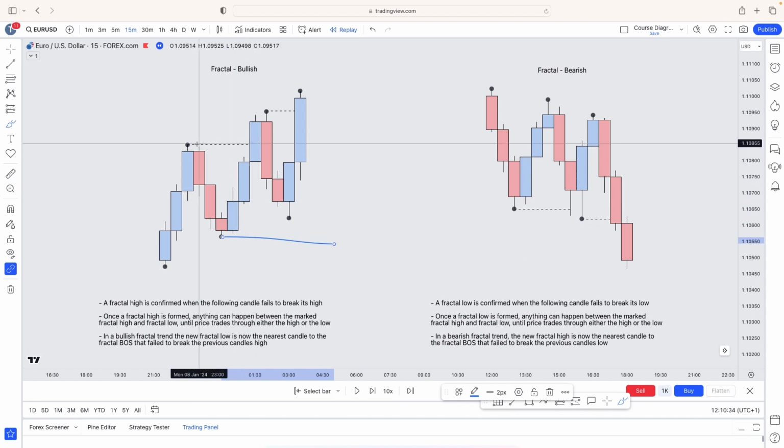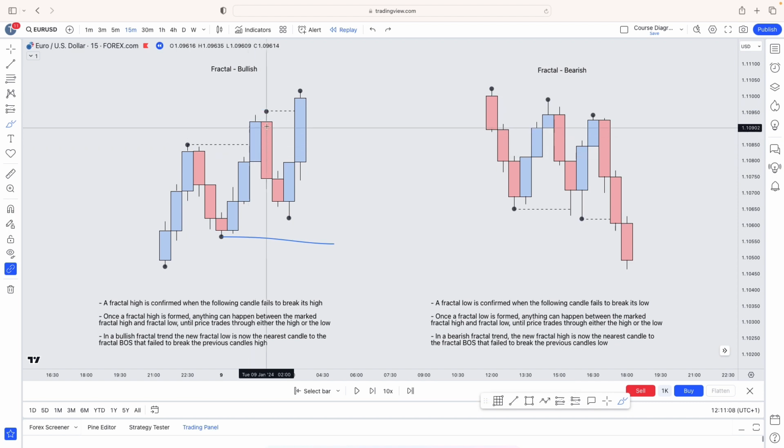Now if we go back up to where the break of fractal structure happened, we can then try and find our fractal high, okay? So our fractal high is confirmed when the following candle fails to break its high, okay? So this candle here broke this fractal structure, and now we're going to be looking for that fractal high to form. If we look at this blue candle, the following candle broke this blue candle's high, and therefore the blue candle is not the fractal high, okay?